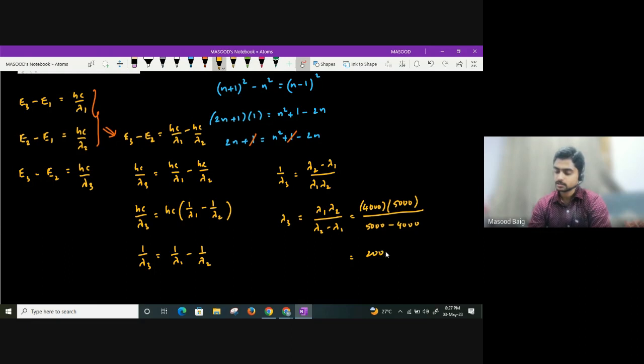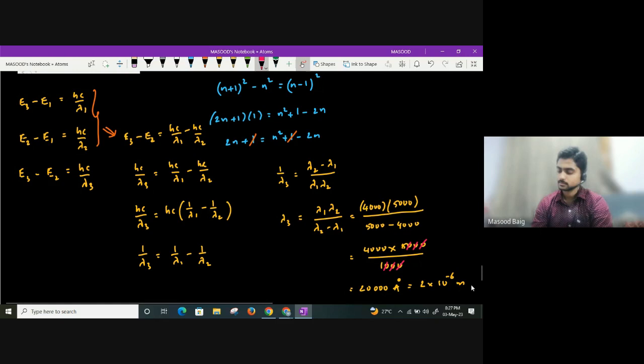You should get 20,000, guys. So this will be 4000 into 5000 divided by 1000. We can simply cancel out the zeros. 20,000 angstrom you will get, guys. 20,000 angstrom means I can take it as 2 into 10 power minus 10 into 10 power 4, which will be 10 power minus 6 meters, or 2000 nanometer can also be written.